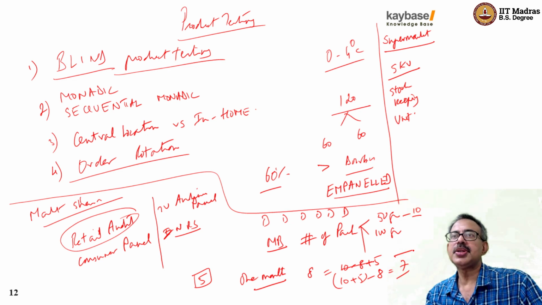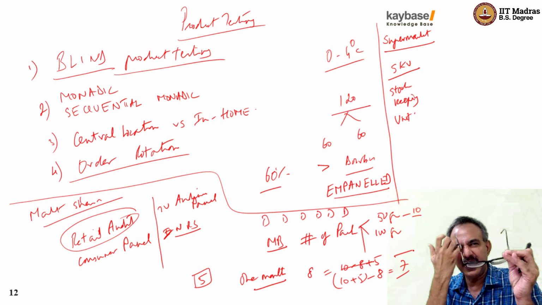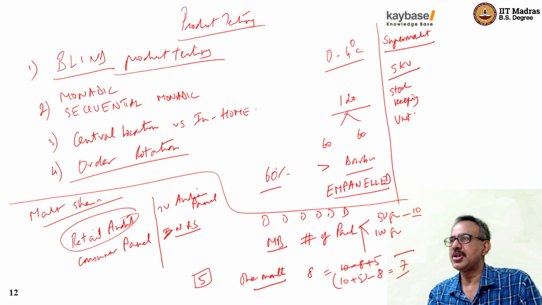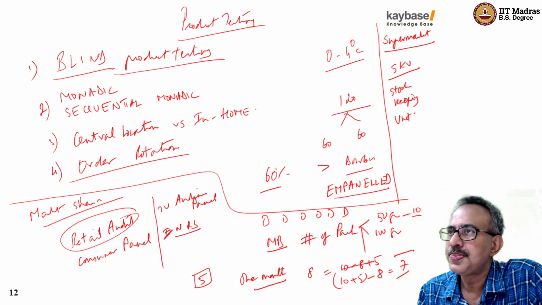So the retail audit is done by the world's largest research company called Nielsen. The consumer panel is run by a company called Kantar, which used to be called IMRB earlier. Now it's called Kantar. Right? These are large multinational market research companies. They're doing it across 50, 60 countries, including in India.